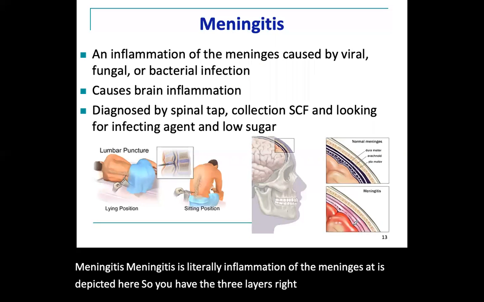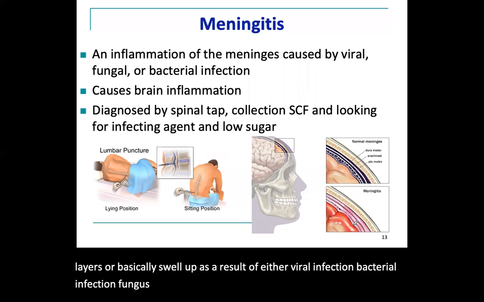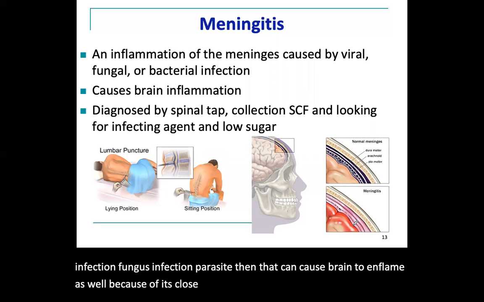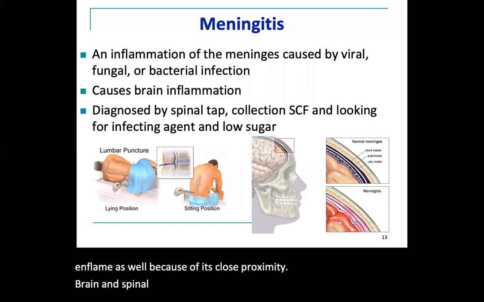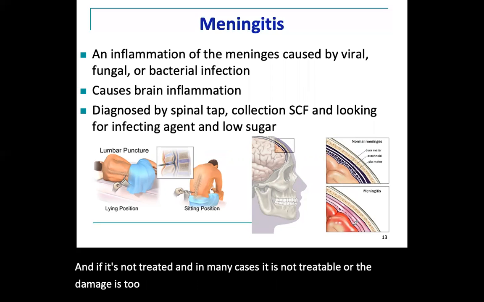And if these 3 layers basically swell up as a result of either viral infection, bacterial infection, fungal infection, or parasite, then that can cause the brain to inflame as well because of its close proximity, the brain and the spinal cord actually. And if it's not treated, and in many cases it is not treatable, or the damage is too widespread in terms of the nervous system, the person cannot recover.